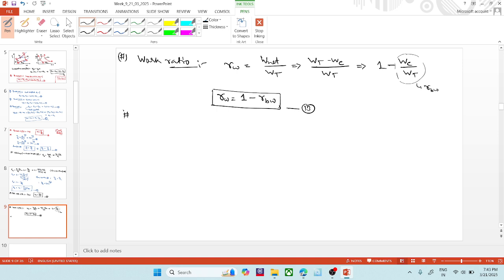Now, next parameter would be the air rate. Air rate is simply defined as the mass flow rate of air for 1 kilowatt of power generation.